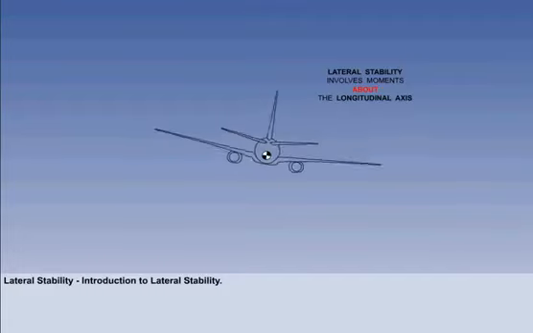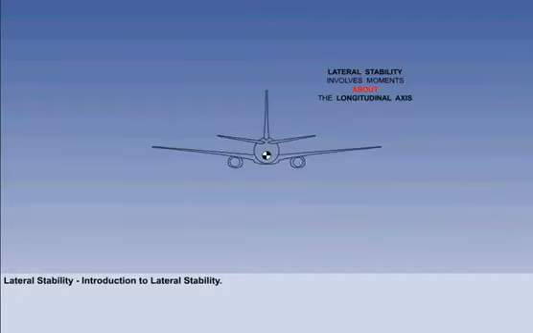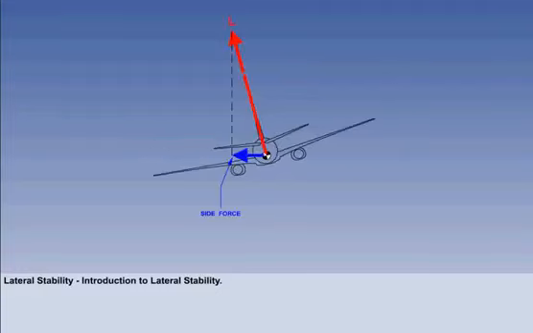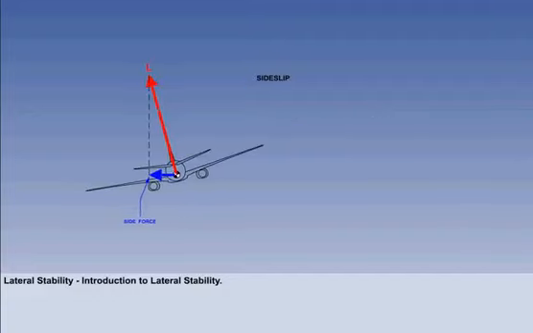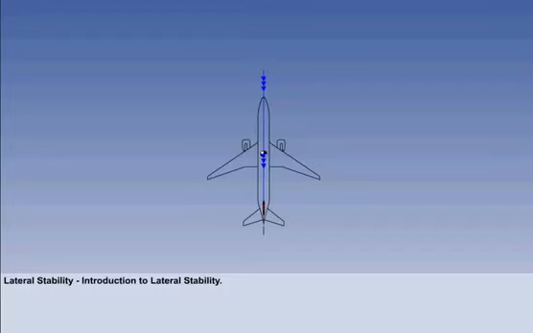Lateral stability involves the study of moments about the longitudinal axis. If the aircraft is displaced away from wings level, the inclination of the lift vector will generate a side force, and the aircraft will start to move sideways through the air. This is known as side slip. From our study of directional stability, it is obvious that a side slip will generate a yawing moment.